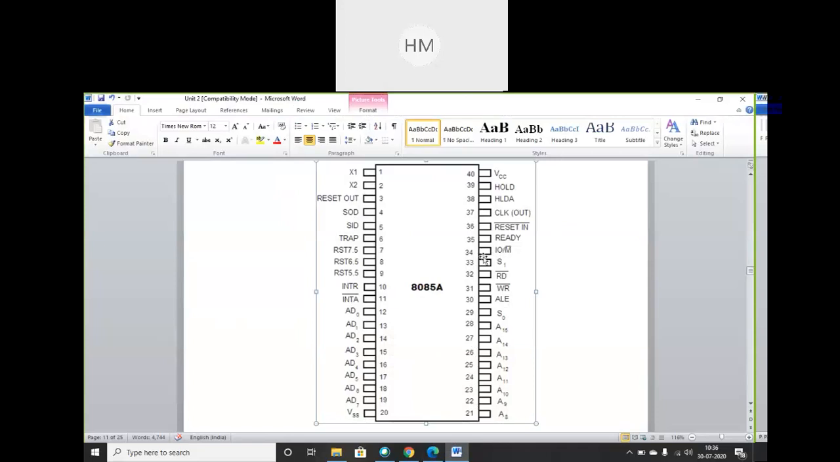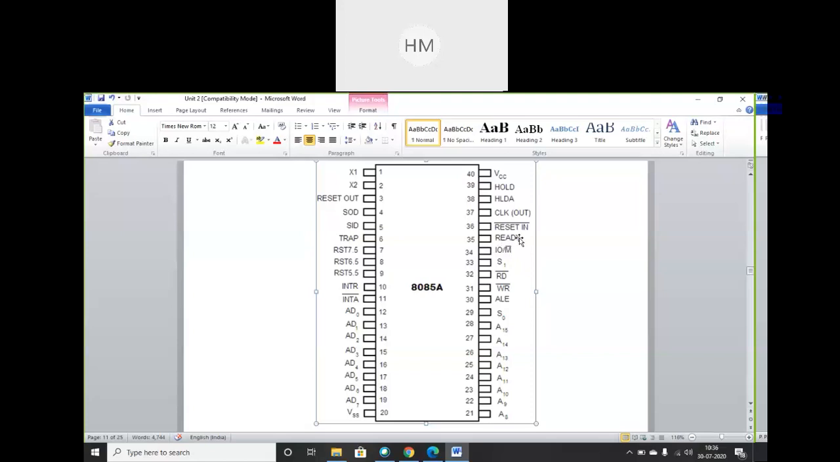You can see here in pin number 34, IO/M bar. See, all have drawn this pin diagram. IO/M bar. Clear? So input output memory. If input output is connected to this line, pin 34 should be high. If memory is connected with the microprocessor, then this pin should be low. Clear? M bar means it should be low.